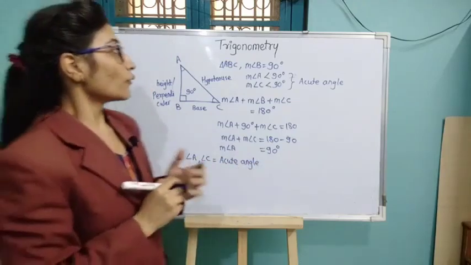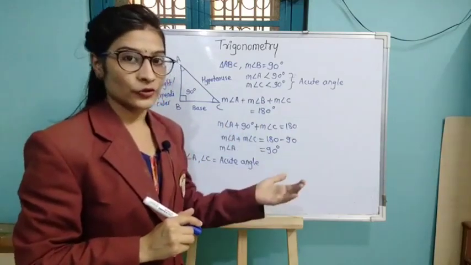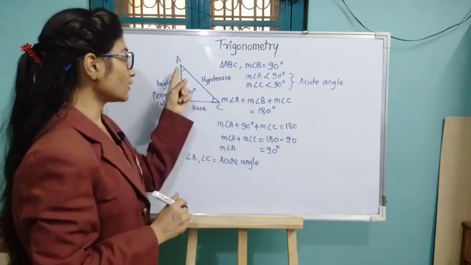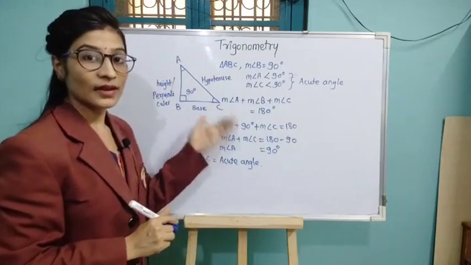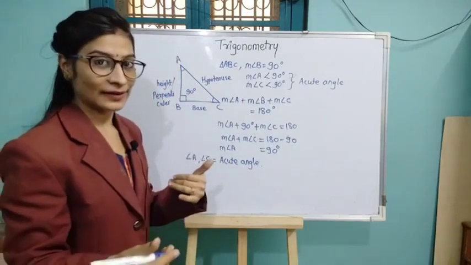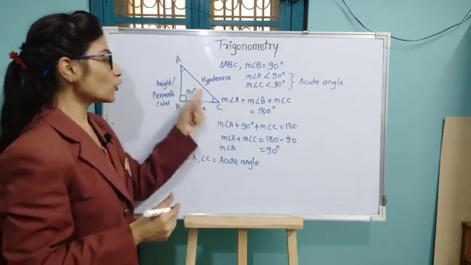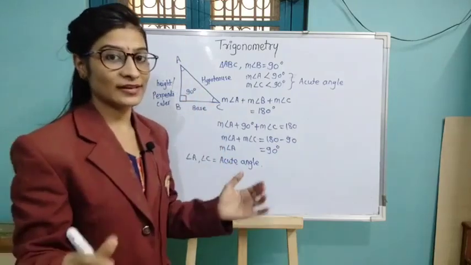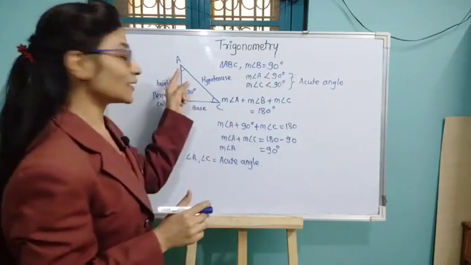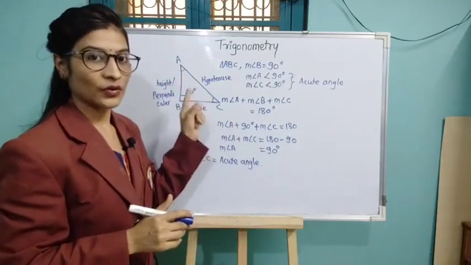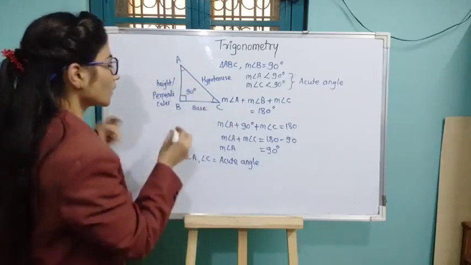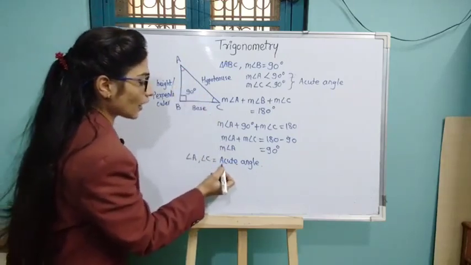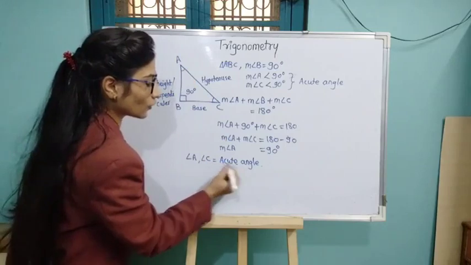So when we learn about trigonometric ratios, we have to consider acute angles, that are angle A and angle C. The name will be different according to the triangle. But these two angles are always acute angles, and if you want to find out a trigonometric ratio, then at that time you have to consider an acute angle here.